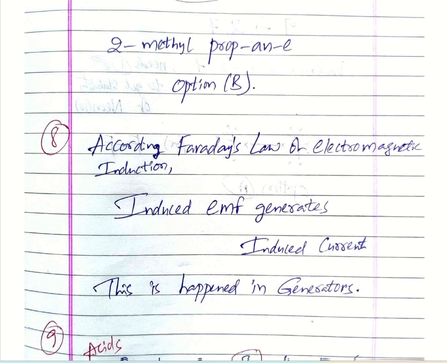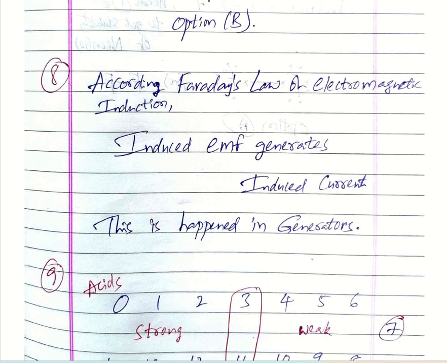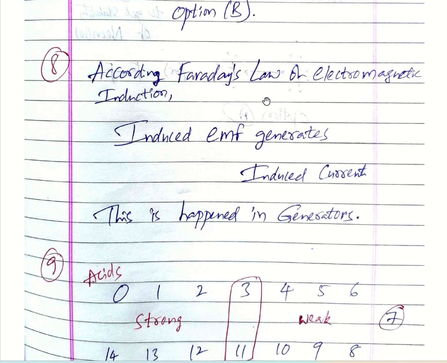Then coming to the 8th one, he is asking which will induce the current. Simply, if you take Faraday's law of electromagnetic induction, whenever a conducting coil is introduced into a magnetic field, the flux will change. Automatically the flux linking the coil changes and EMF is induced in the coil.